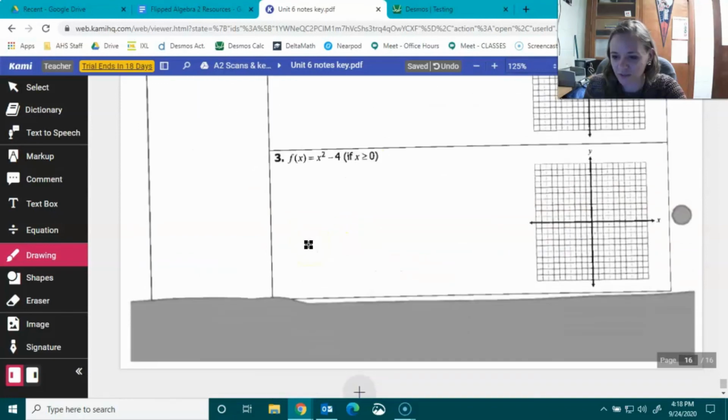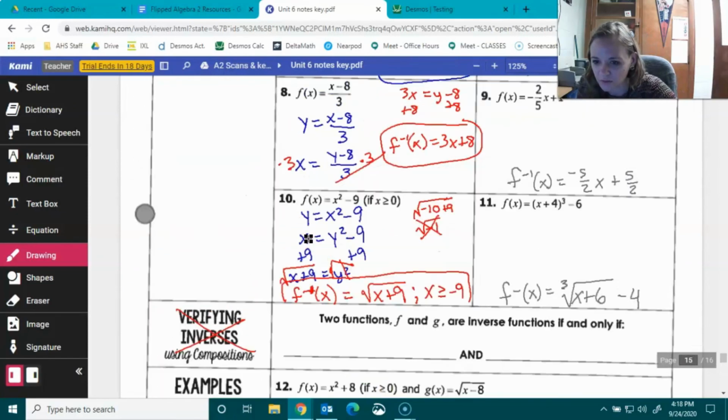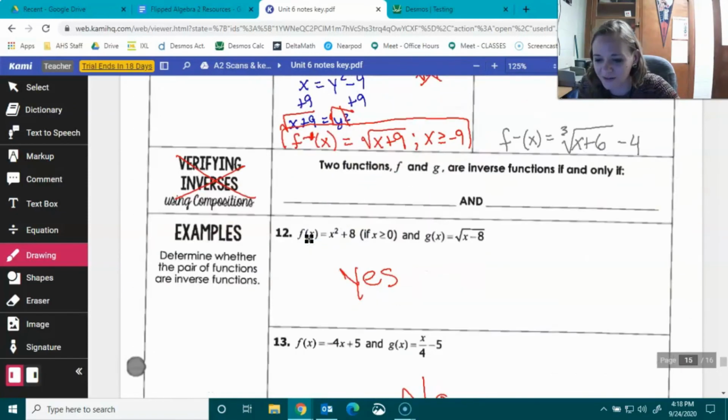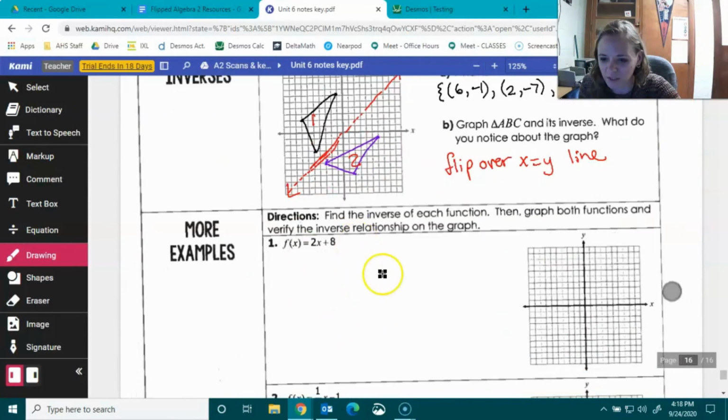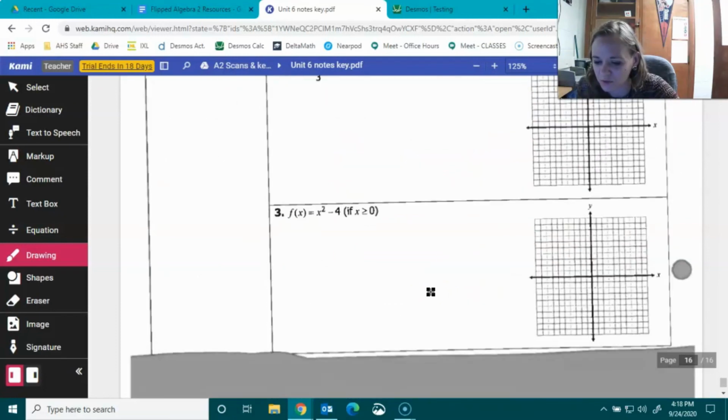Alright, I'm having a senior moment. Now I'm not worried about these. We're not going to do a ton of these. This isn't really going to help you. The main thing would be deciding if they were inverses or not.